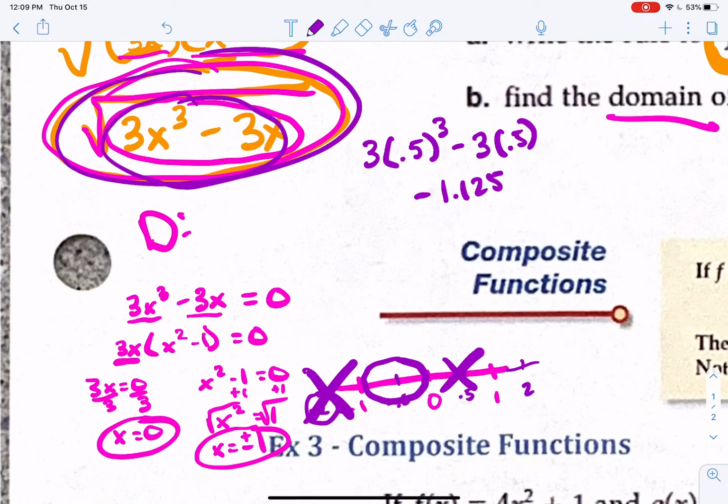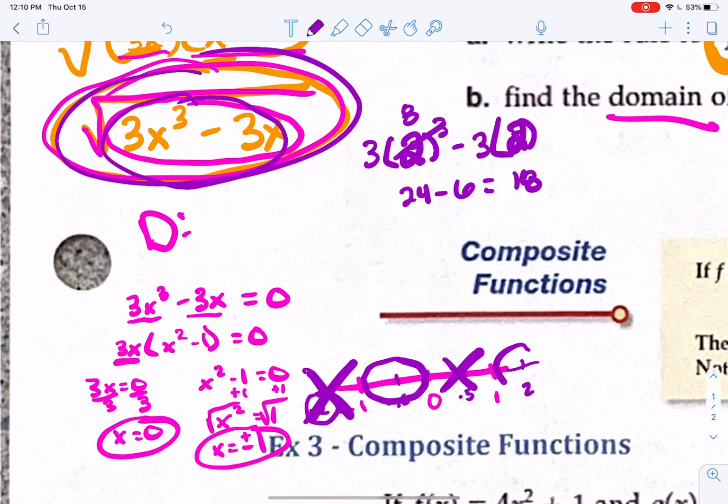And then number 2, if I plug the 2 in, so I'm going to change these to be 2s. 3 times, well, I'm just going to do this in my head here. Okay, 2 to the third power is 8. 3 times 8 is 24. Minus 3 times 2 is minus 6, and that's a positive 18. I can have positive numbers, so that is good.